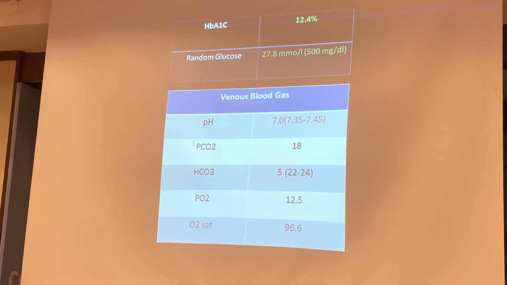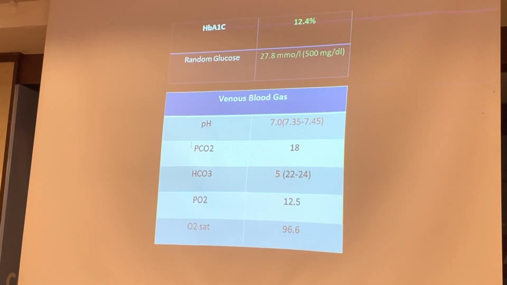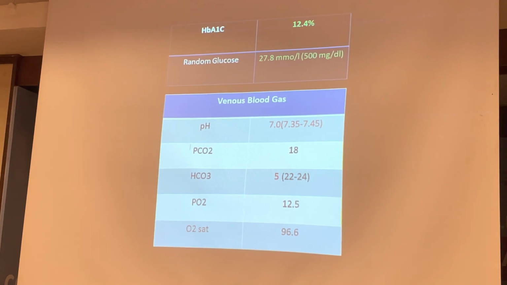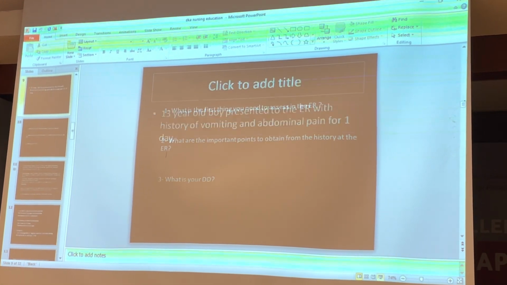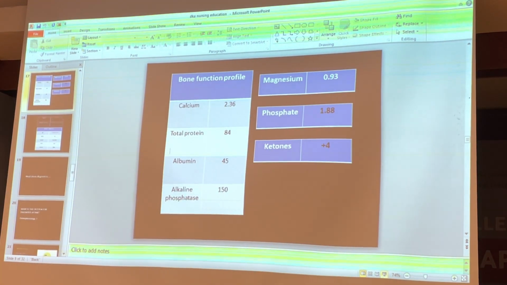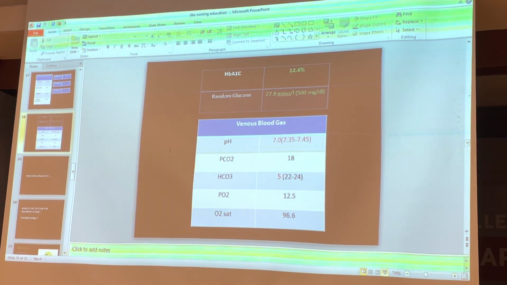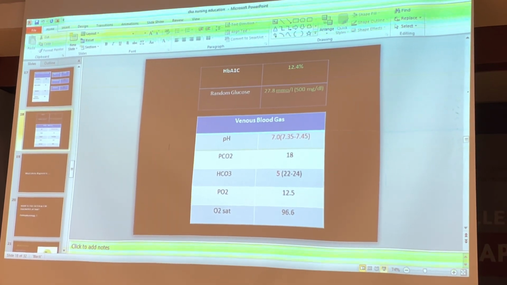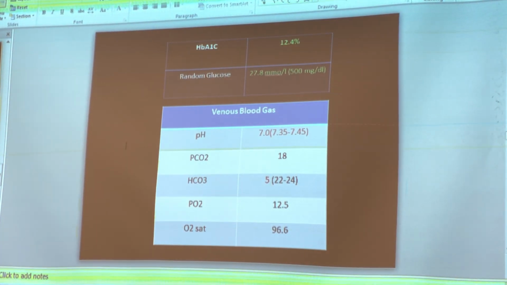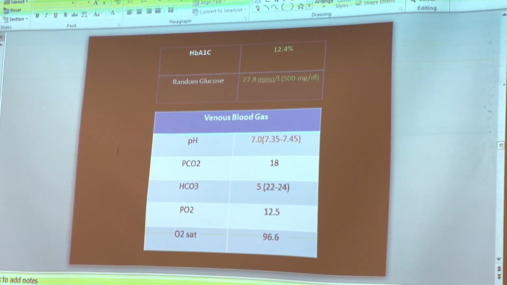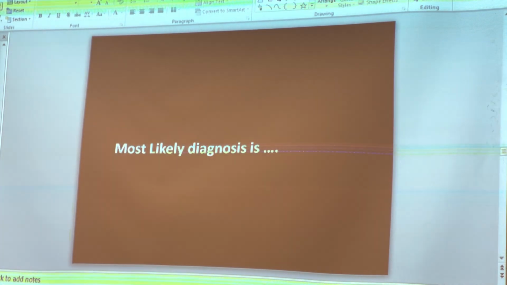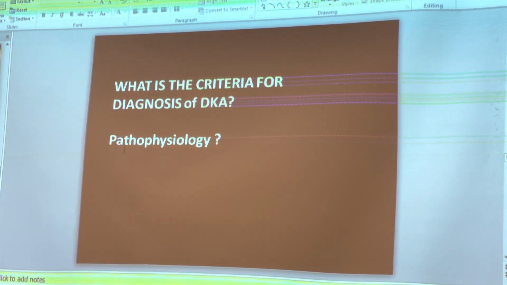This is his VBG. You see the pH is 7, and it should be between 7.35 and 7.45, so he is acidotic, with a very low pH. And then you can see the bicarb. Bicarb typically should be between 22 and 24. This bicarb is extremely low, 5. So this is metabolic acidosis, because the bicarb is low and he has acidosis.